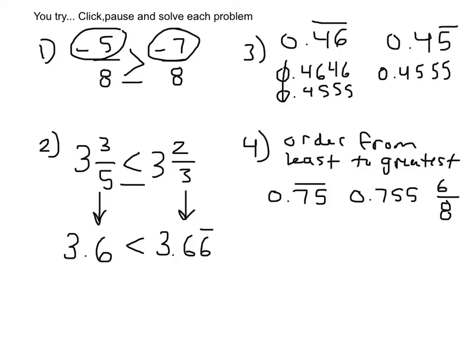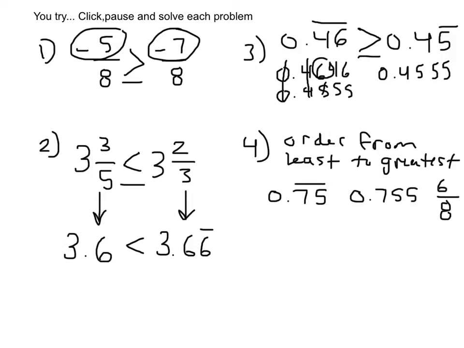0 in the ones place, they both have a 4 in the tenths place. This one has a 6 in the hundredths place. So the repeating 46 is greater, because the 6 is bigger than the 5. 0.46 repeating is greater than 0.45 with the repeating 5.